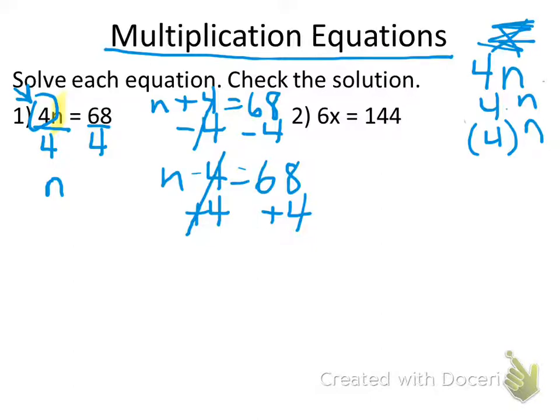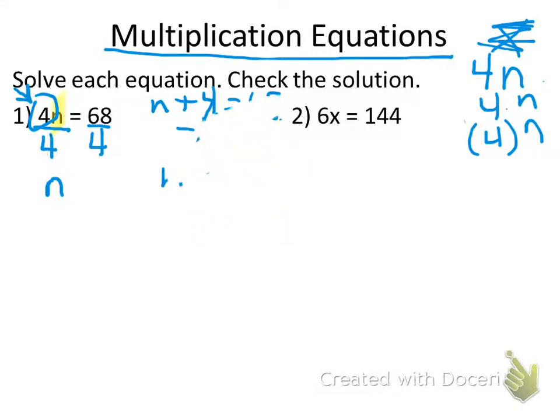Then we need to divide our 68 by 4. Whatever you do to one side, you have to do it to the other. I'm going to do this with long division. I'm going to erase some of this here. So we have 68, and you're dividing it by 4.